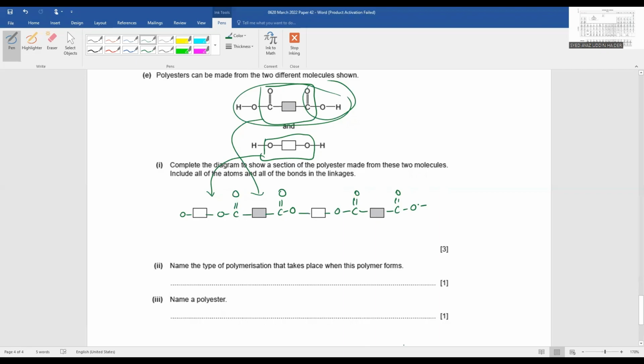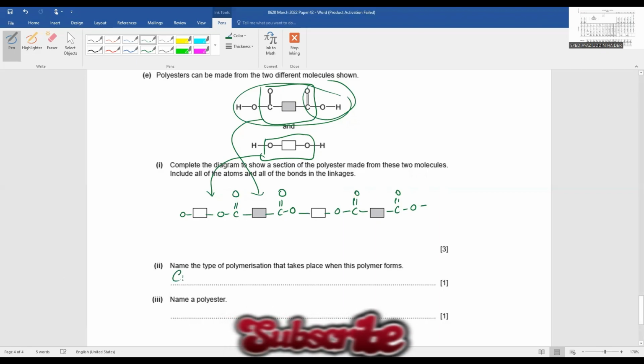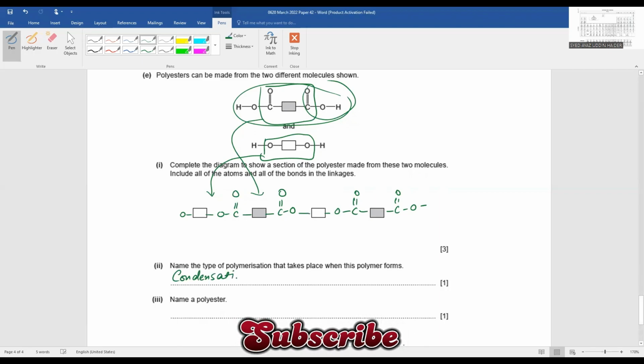Name the type of polymerization that takes place when this polymer forms. It's condensation polymerization, because it involves the release of a simple molecule like water, sometimes HCl. Name a polyester: it's Terylene.